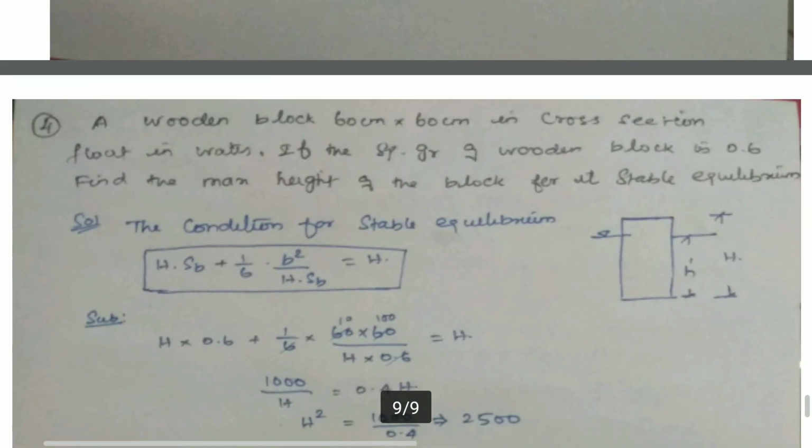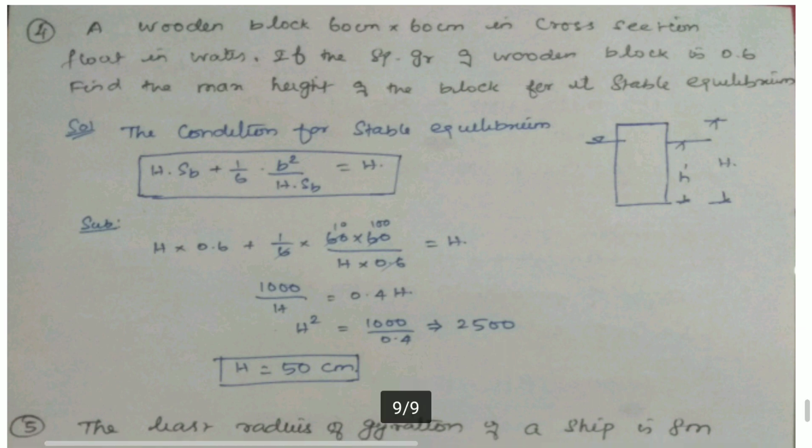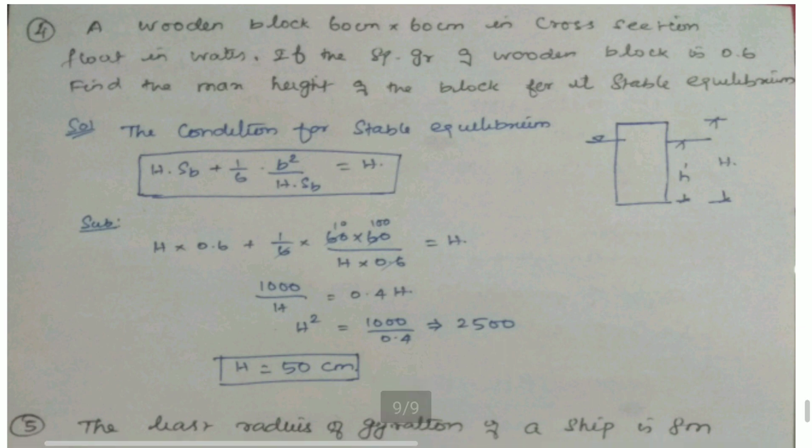So next, problem number 4. A wooden block 60 cm by 60 cm in cross section floats in water. If the specific gravity of the wooden block is 0.6, find the maximum height of the block for its stable equilibrium. So there are some important cases. In this case the geometries are similar. Now they are rectangle geometry, stable equilibrium. The condition for stable equilibrium: h into SB plus 1 by 6 into B square divided by h into SB is equal to h.